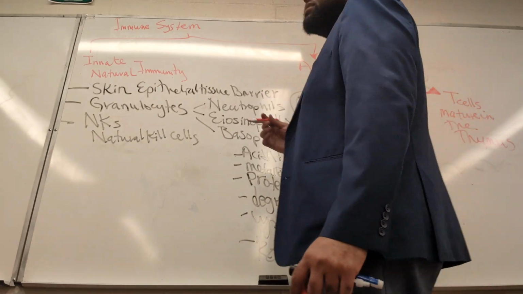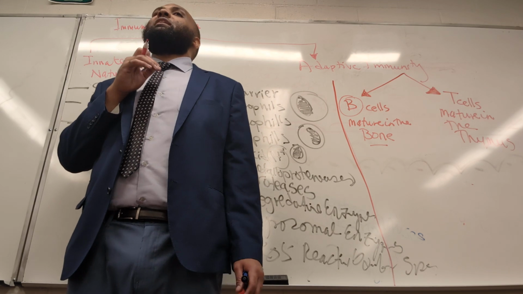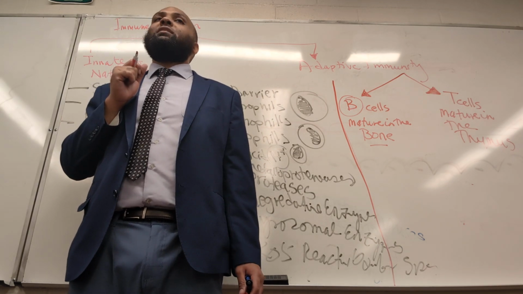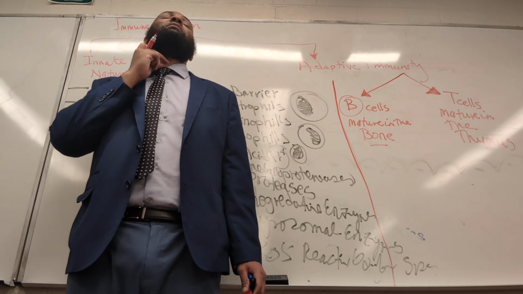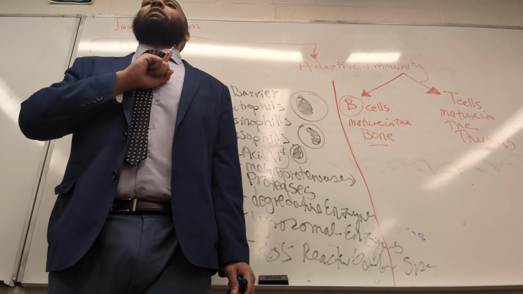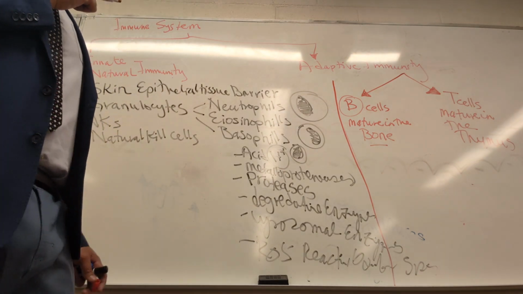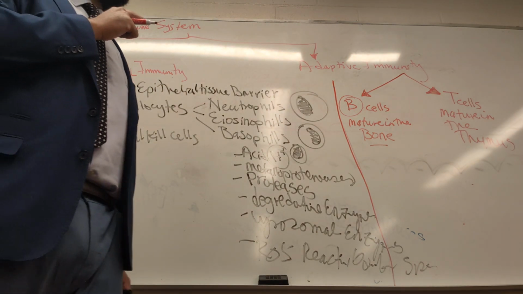So the thymus is in your mediastinum. It is different from where you wear a necklace. The thymus is different from the thyroid gland. The thyroid gland is right here. The thymus is in your mediastinum. So this thymus is where the T cells mature.